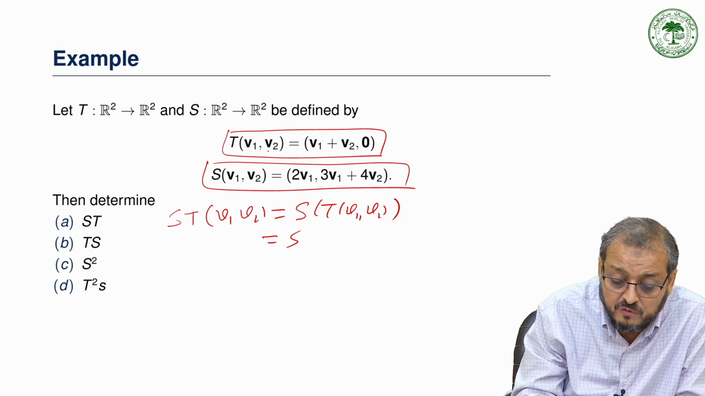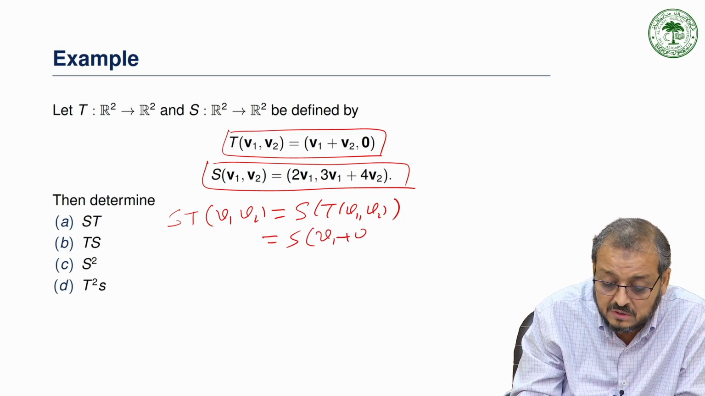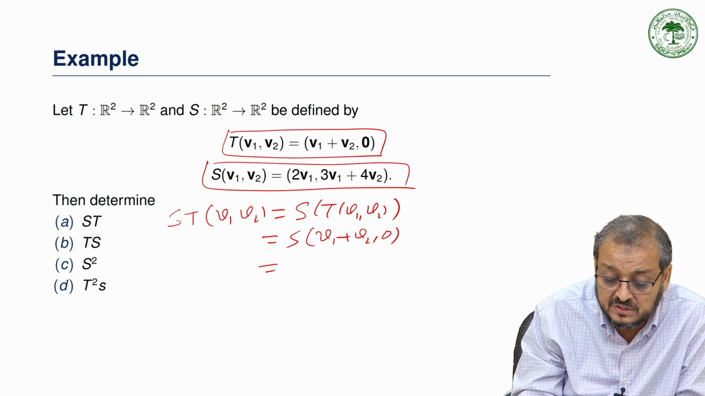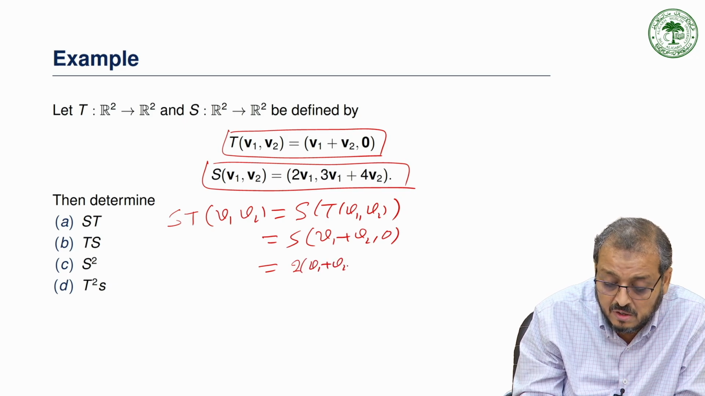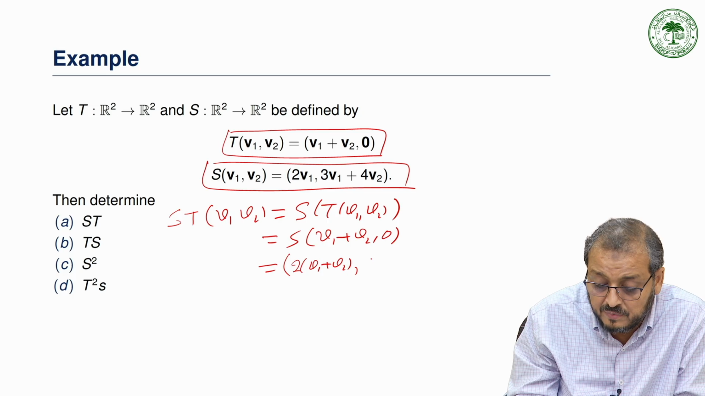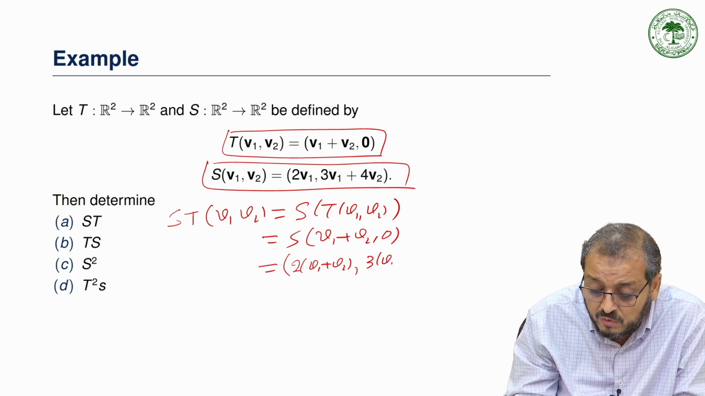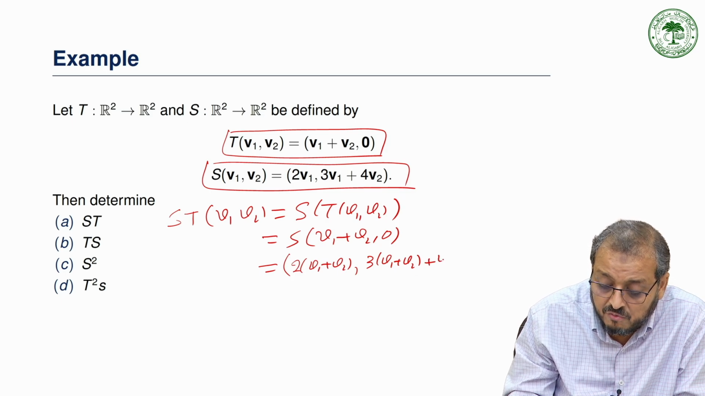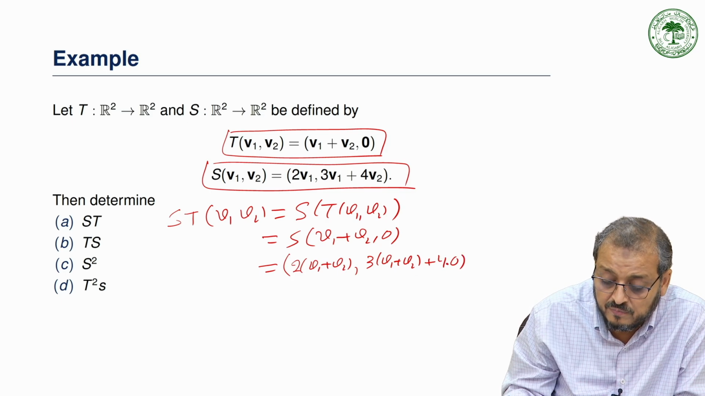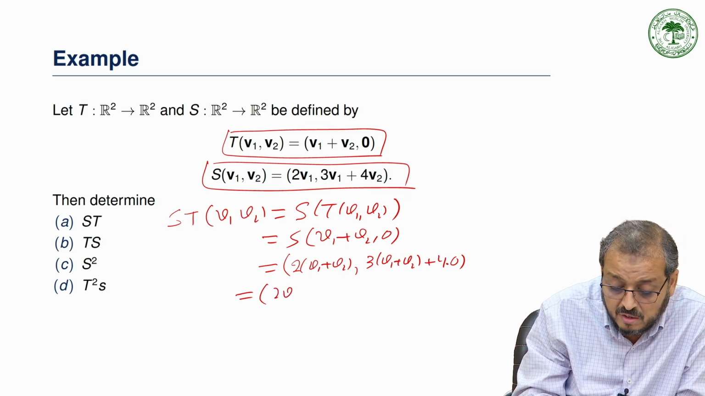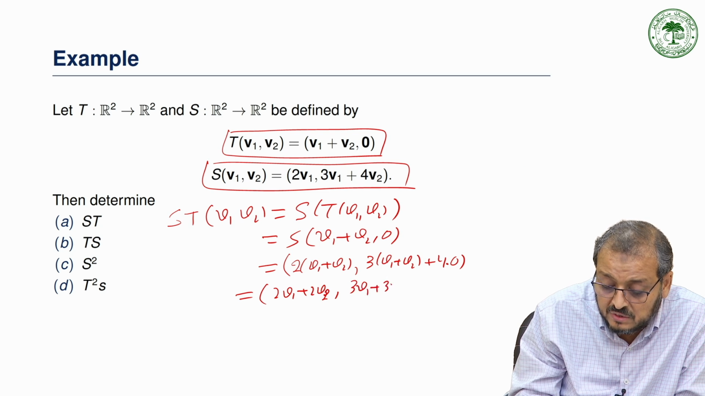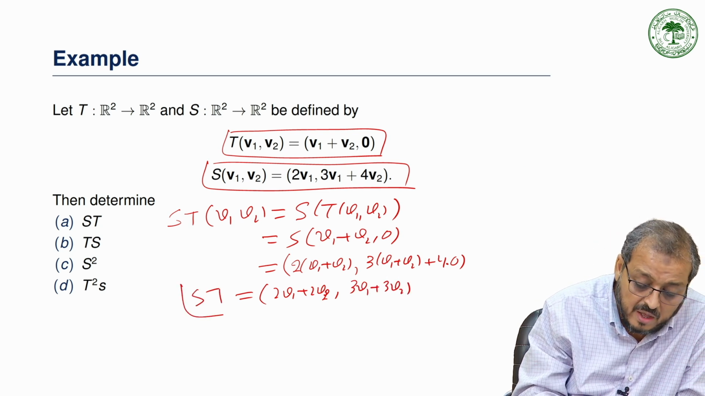Now S times T of (V1, V2) gives S of (V1 plus V2, 0). Applying S, we have 2 times (V1 plus V2), and then 3 times (V1 plus V2) plus 4 times V2, which equals 0. So this can be written in the form (2V1 plus 2V2, 3V1 plus 3V2). This is ST.